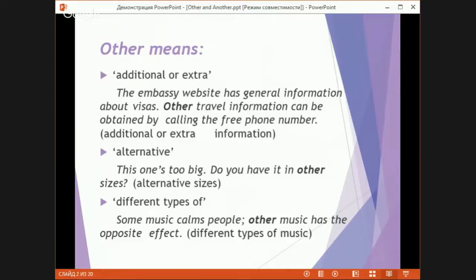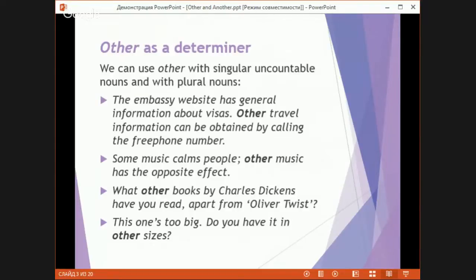What is the point of using other? Other can be two parts of speech. It can be a determiner or it can be a pronoun. Let's talk about other as a determiner. Determiner, that's when we specify something, like using different articles. Using the article the is also a determiner. First of all, you have to know that other can be used with singular uncountable nouns or with plural nouns. Please be careful with that. So only singular uncountable or only plural nouns.